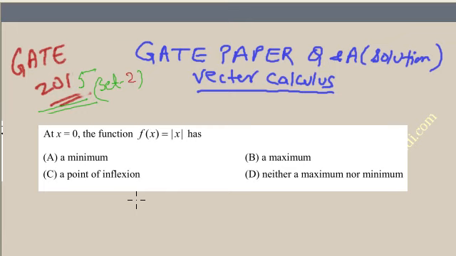For this question, if you plot the graph, it will come like this. So here this function has its minimum value at 0. So this is the correct answer.